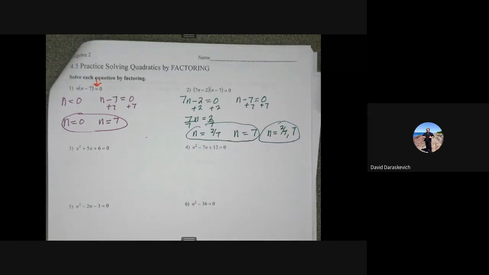Any questions, guys? I'm missing Itai. Any questions on factoring? Were you guys able to see the document camera okay?